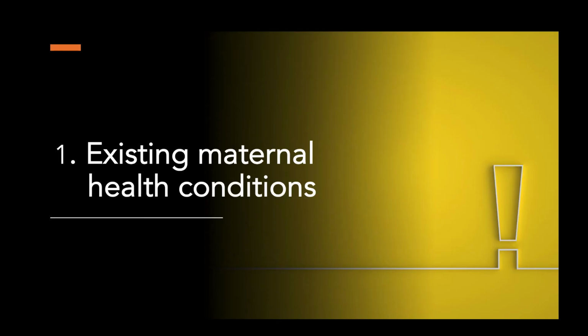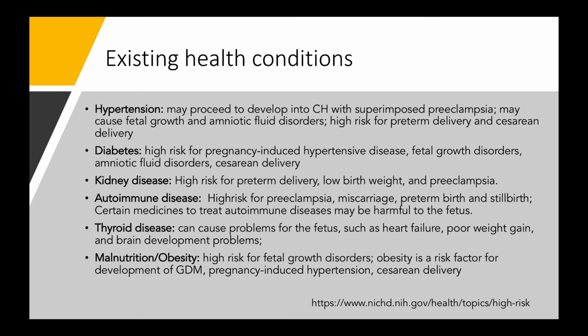So first, existing maternal health conditions. Some of the existing maternal health conditions that put the pregnancy at high risk include the following: hypertension, because it puts the patient at risk to develop chronic hypertension with superimposed preeclampsia, and this may also cause fetal growth and amniotic fluid disorders, and it also puts the patient at risk for preterm delivery and cesarean delivery.